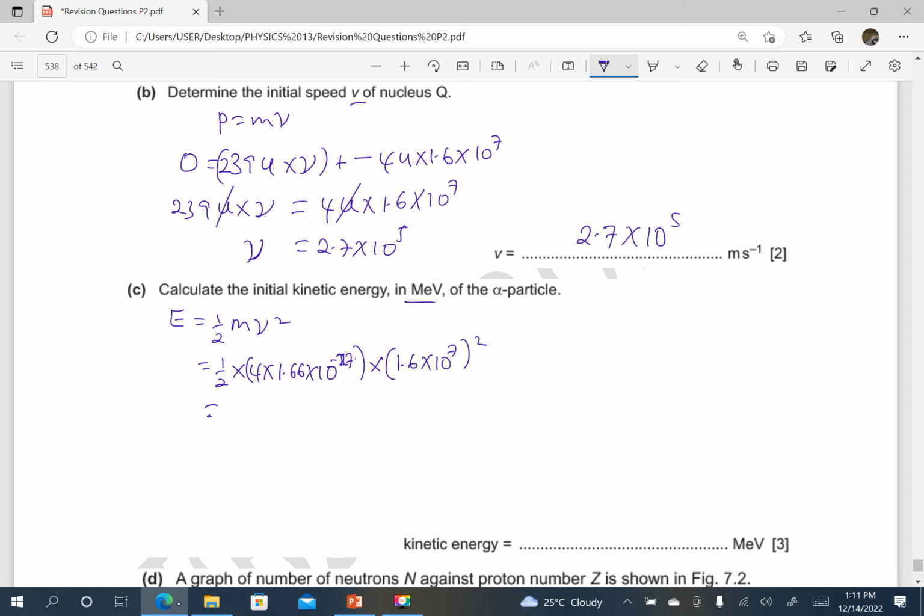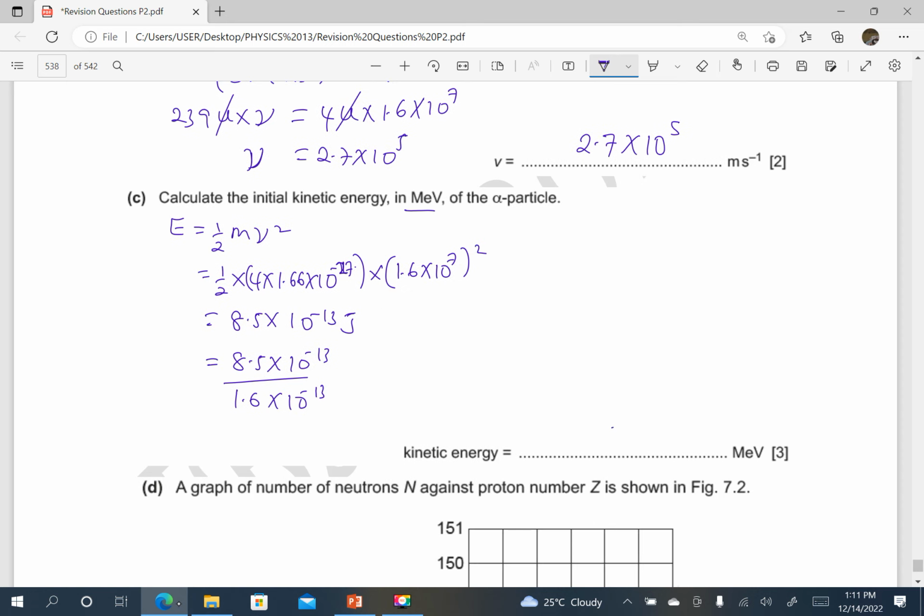So answer, this is 8.5 times 10 power negative 13 in joules. Then we have to change this to mega electron volts. So this will be 8.5 times 10 power negative 13 divided by 1.6 times 10 power negative 13 to change it to mega electron volts. So 8.5 divided by 1.6. So the kinetic energy in mega electron volts is going to be 5.3 approximately.